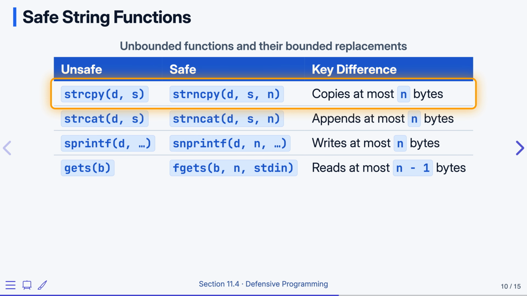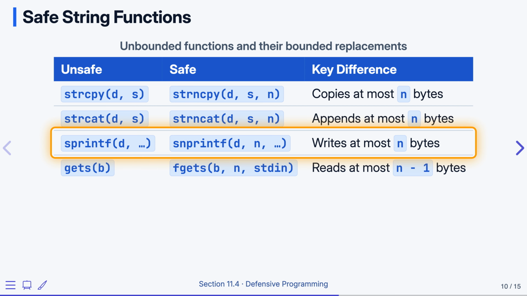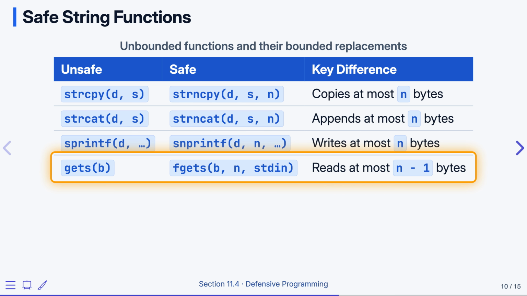Buffer overflows often come from an unbounded string function, one that writes as many bytes as needed without checking the destination size. C's standard library has two generations of these functions. strcpy becomes strncpy, which copies at most n bytes. strcat becomes strncat, which appends at most n bytes. sprintf becomes snprintf, which writes at most n bytes, including the terminator. And gets becomes fgets, which reads at most n-1 bytes.